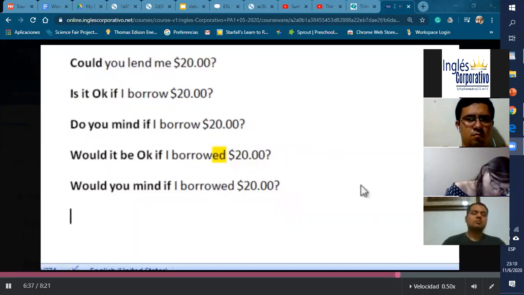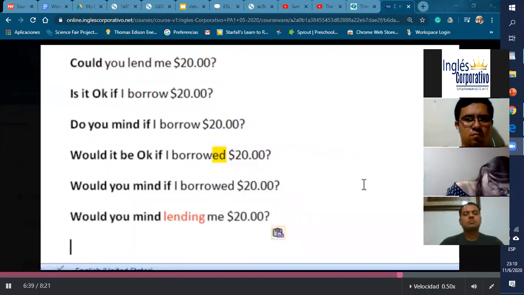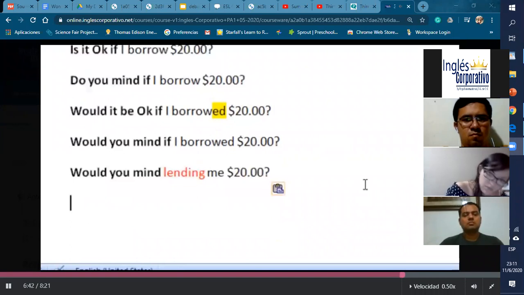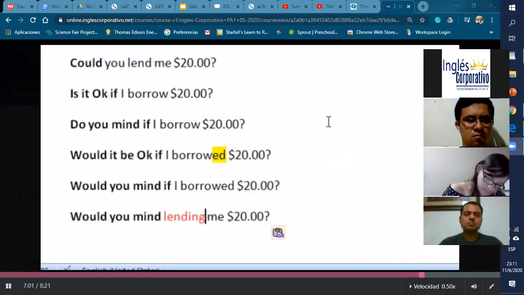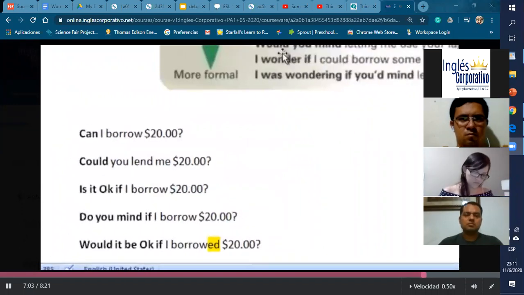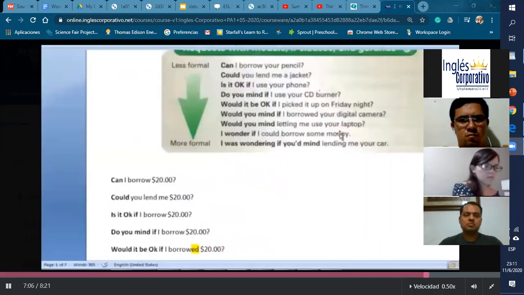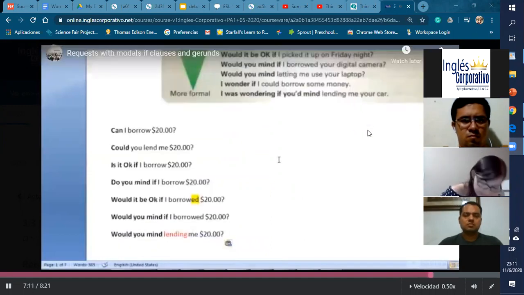And I want you to pay special attention to the next expression, would you mind lending me $20? So in this case, whenever you see the expression would you mind, without the if, right, this is always going to follow a gerund. Would you mind lending me $20? The example that we see in this little chart is, would you mind letting me use your laptop, as you can see. So we had to change the verb let to a gerund.